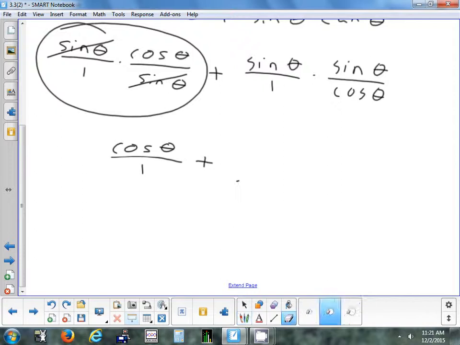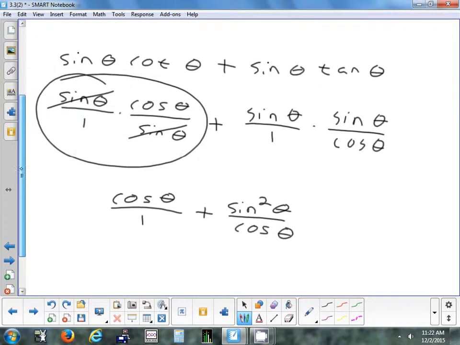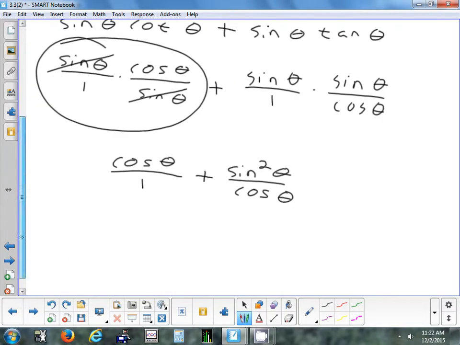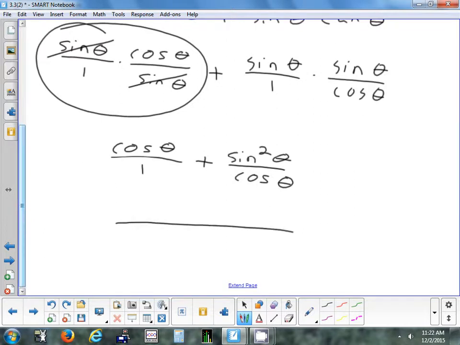Plus, what's going to be my fraction on the right? Sine squared over cosine. Okay, so now at least we got everything in terms of sine and cosine. That's still not secant though. What else can I do with this? You can't cancel across a plus sign or a minus sign. We'd like to be able to add them, but what do you need to add these together? Common denominator.